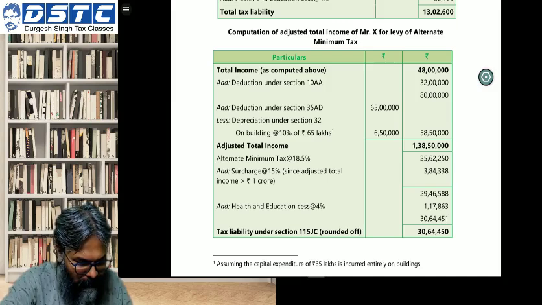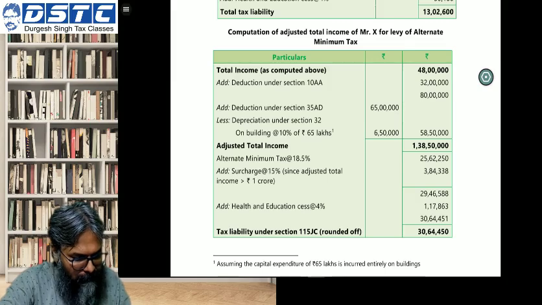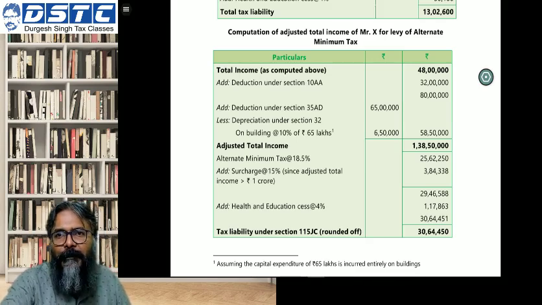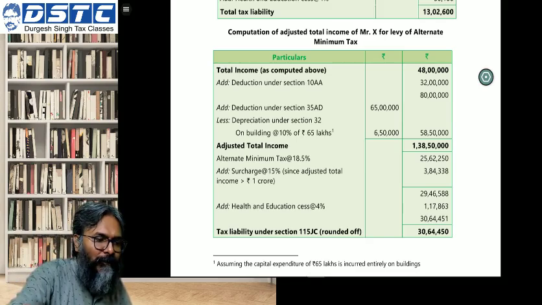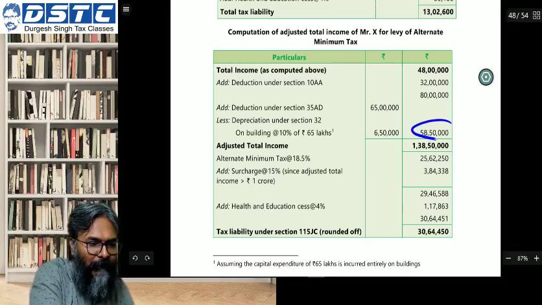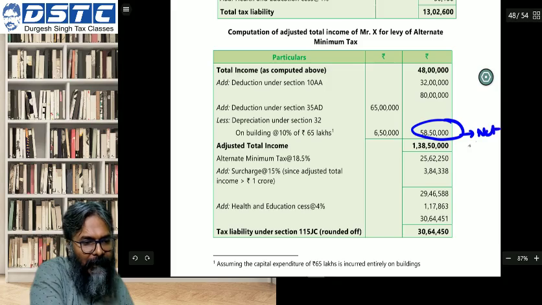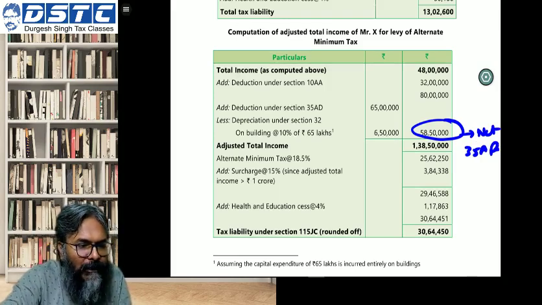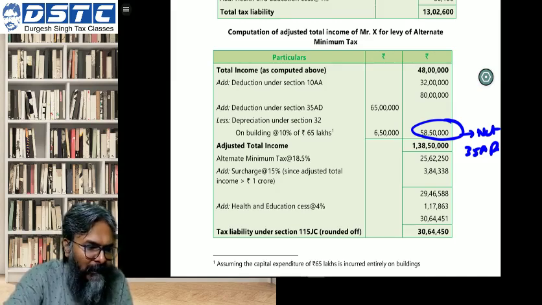And then thereafter, students, you have the deduction of 35AD 65 lakhs, but as I have told you, notional deduction of depreciation would be reduced, so that net 58 lakh 50,000, students. 58 lakh 50,000 is what? Is net 35AD. That gives you the adjusted total income of 1 crore 38 lakhs 50,000, and thereafter you calculate the AMT on that at 18.5% singular rate. Add to that the surcharge.